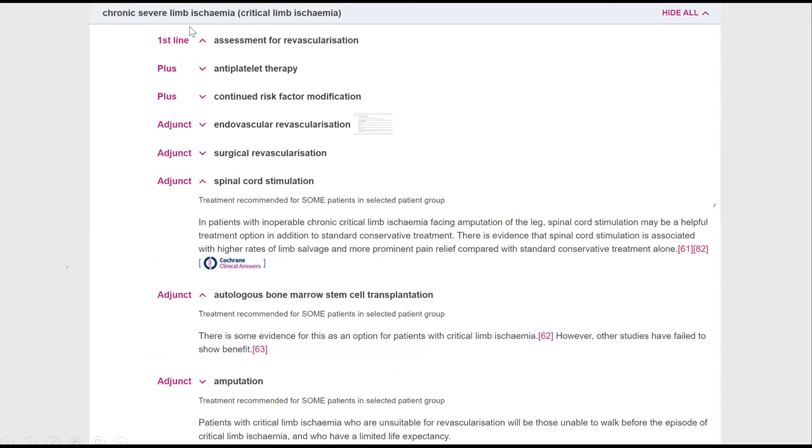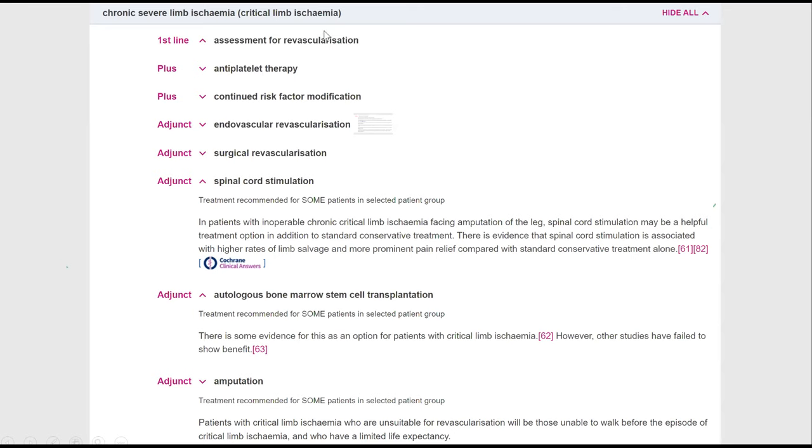If we have chronic severe limb ischemia, this means critical limb ischemia. Critical limb ischemia means there is ischemic rest pain, ABPI less than 0.4, and tissue loss in the form of ulcer or gangrene. This is the triad of critical limb ischemia.